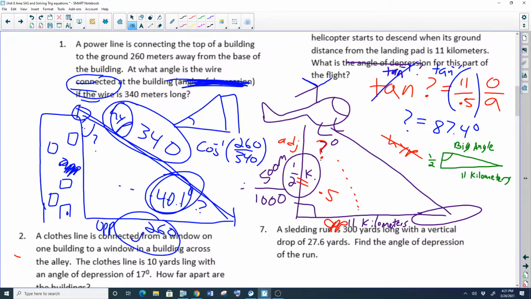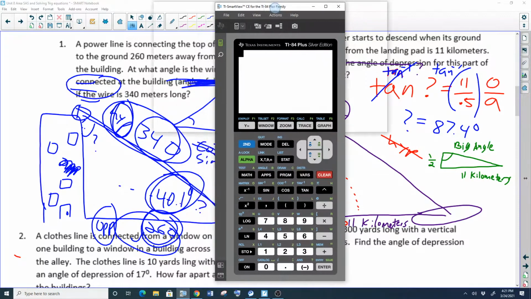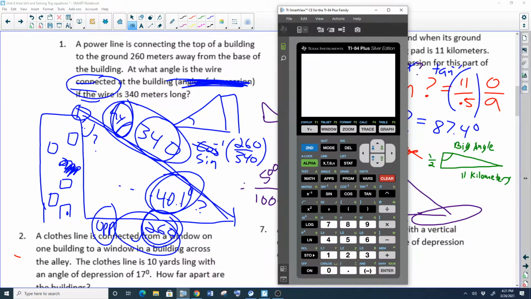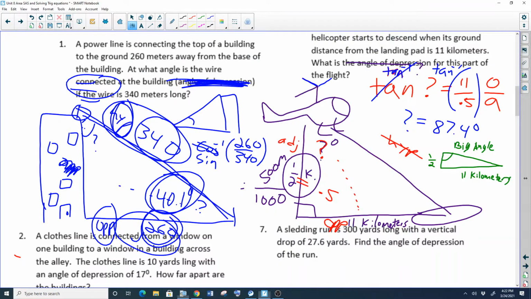So opposite over hypotenuse is going to be sine. We're going to cross that out and do inverse sine of opposite 260 over hypotenuse 340. That's going to give us a different angle for this problem. So I'm going to go inverse sine of 260 divided by 340. That gives us 49.88, which I like better than this angle.